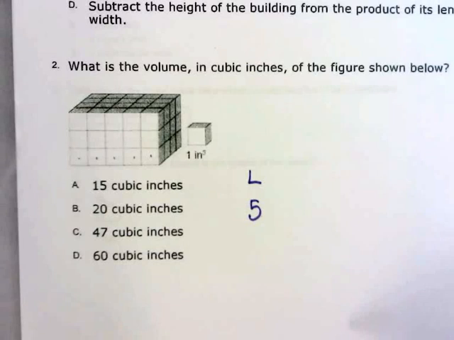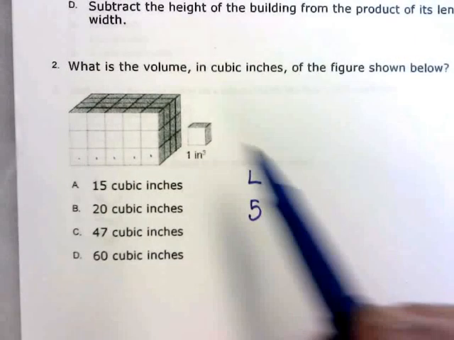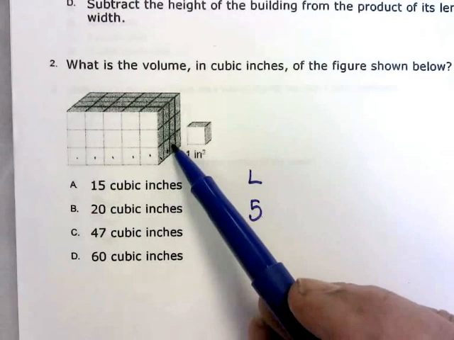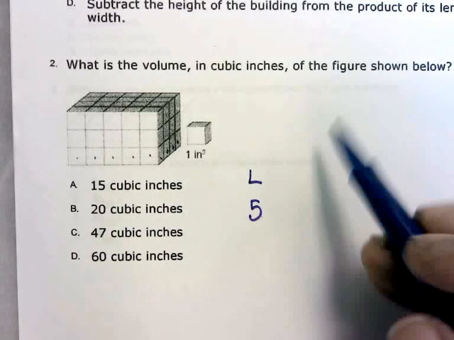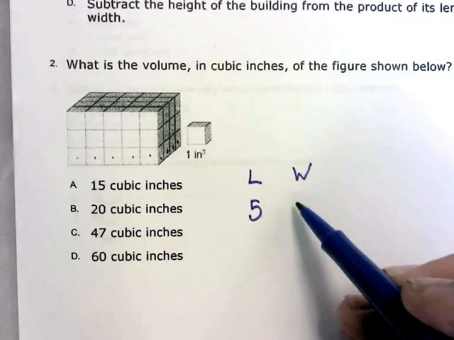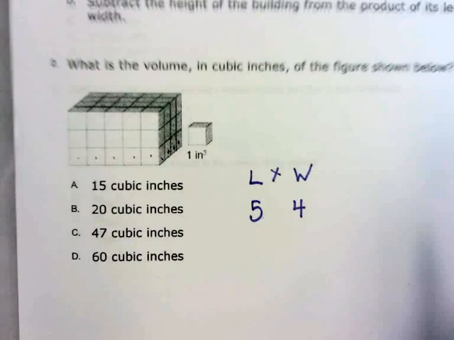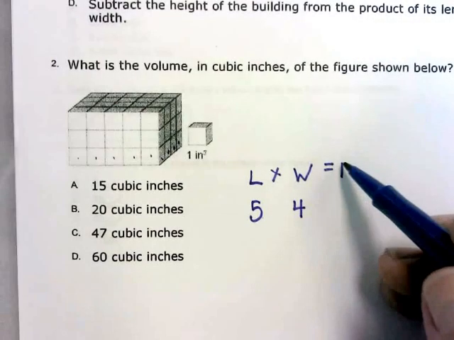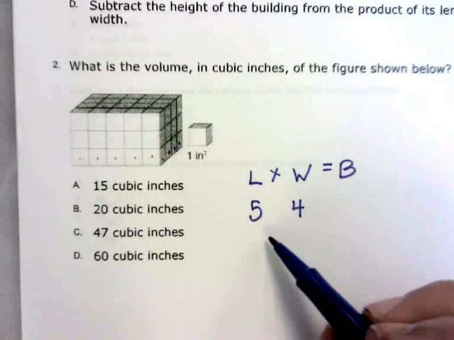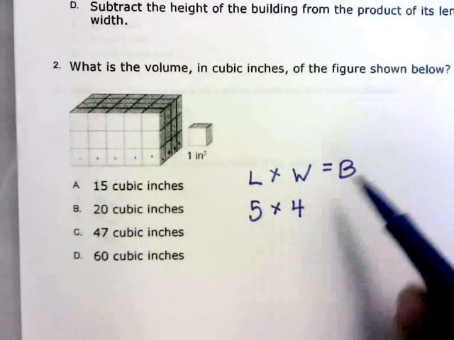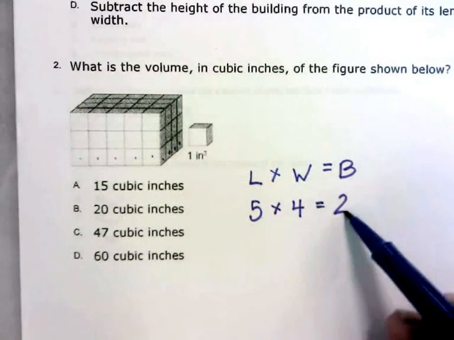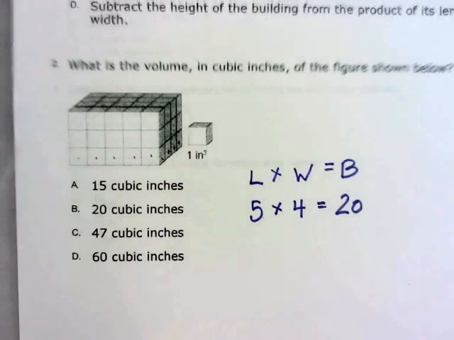Next, I'm going to find my width. 1, 2, 3, 4. And my width is 4. Now, if I wanted to find my base, I would say 5 times 4 equals 20. My base is 20.